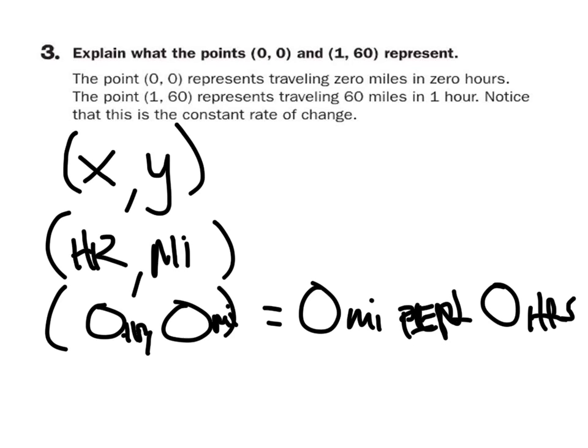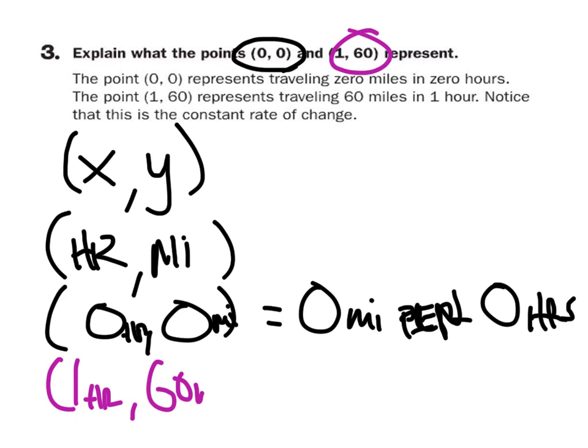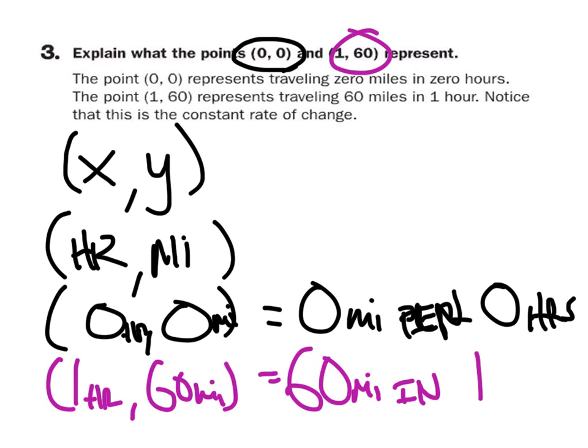Either way. Two numbers. Let's do 1, 60 now. So 1 hour, 60 miles. So that'd be 60 miles in 1 hour. Done.